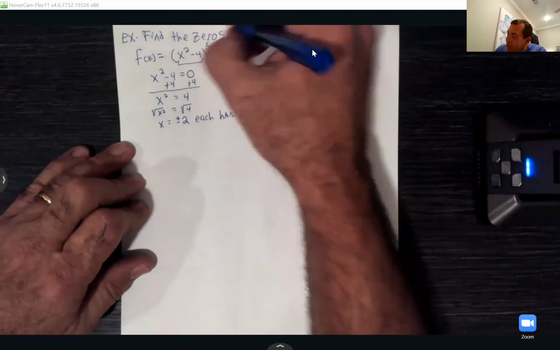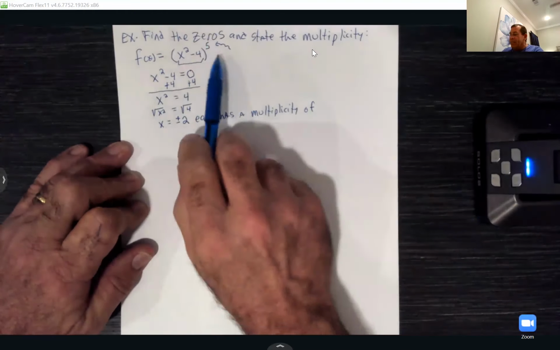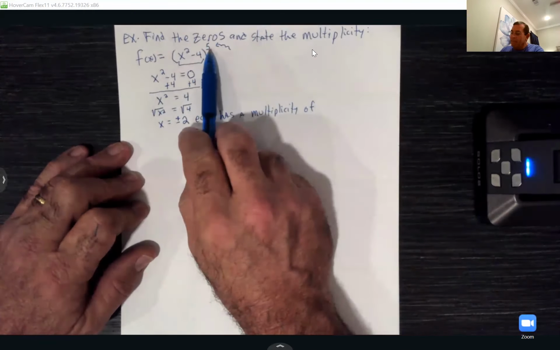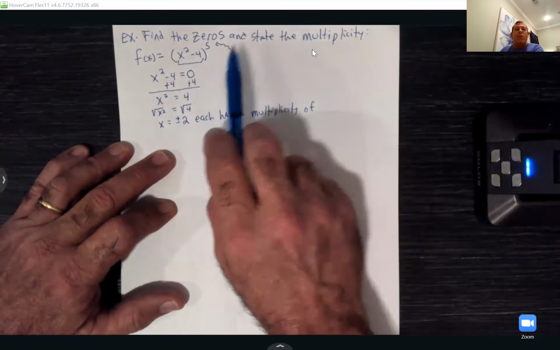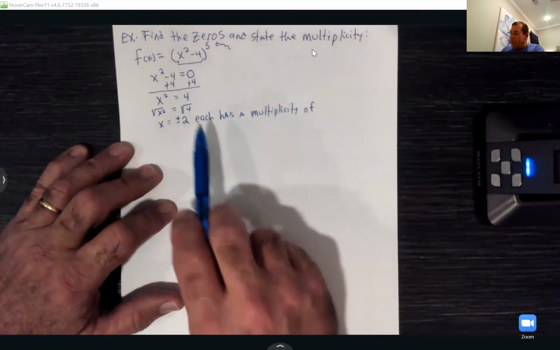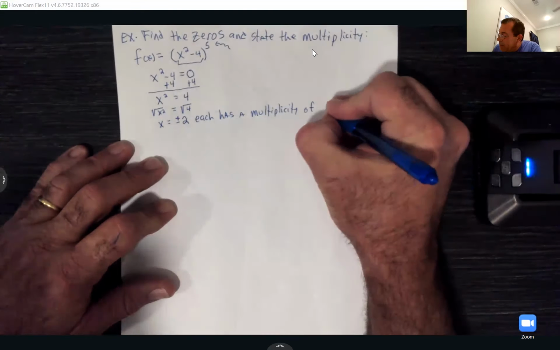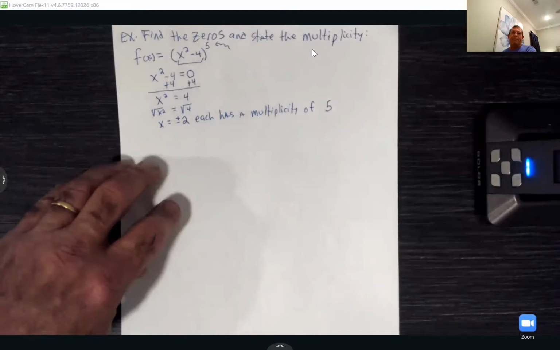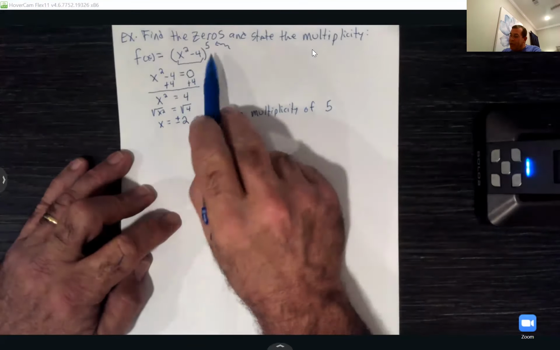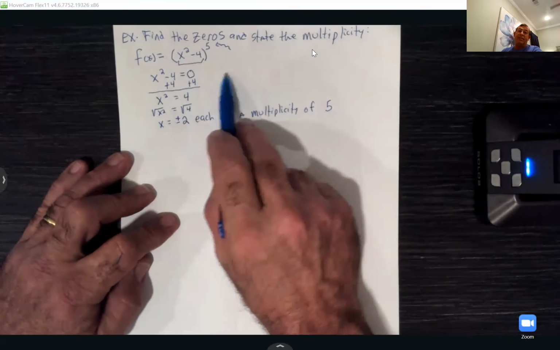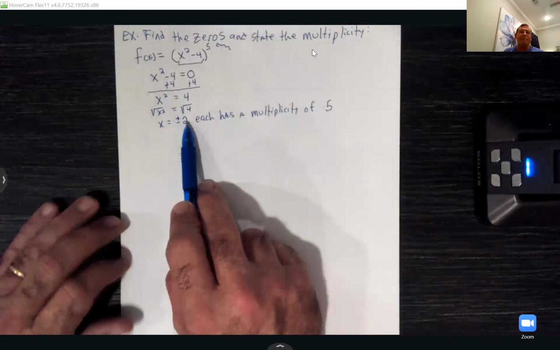So y'all, when you're looking for the multiplicity, you're looking at these exponents on the outside. Remember, that 5 tells me that I got this x squared minus 4 5 times, which means these 2 zeros each have a multiplicity of 5. Now, you could have wrote it out 5 times and then solved them all, but you'd have still got these 2 answers every time, okay?